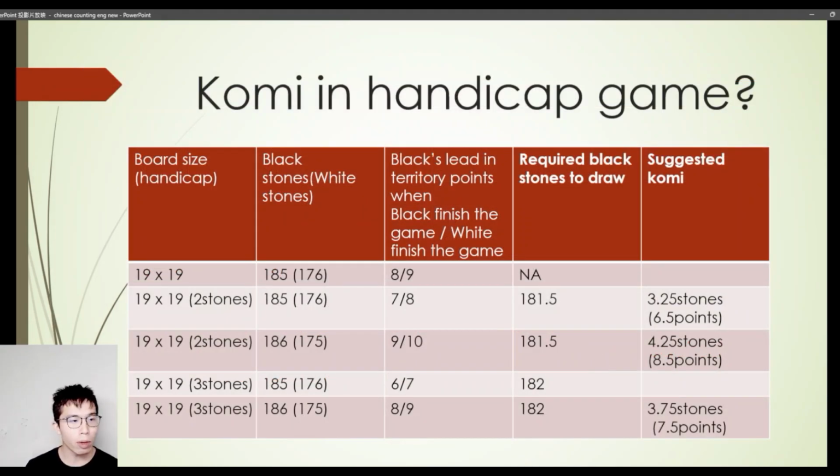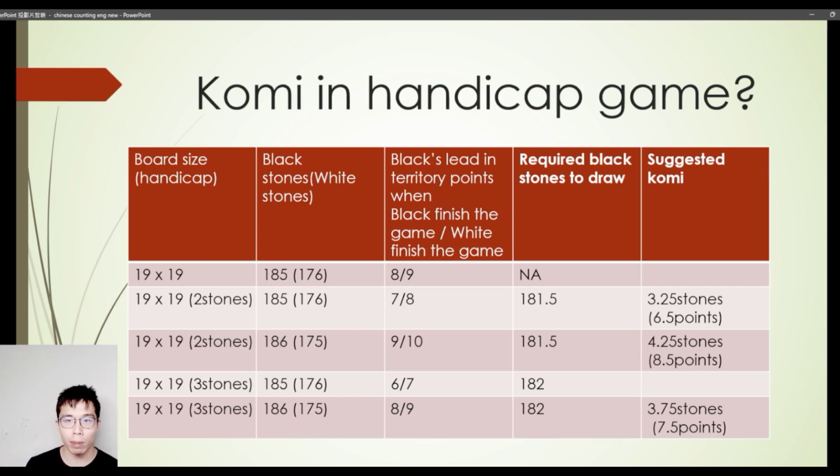So, could you apply komi in the handicap game? The answer is yes, you could apply komi in the handicap game. You may think it is strange to apply komi in the handicap game, but actually it is common because the advantage of one stone is too huge. So sometimes, as we like to have a more balanced game, we would apply komi in handicap game.